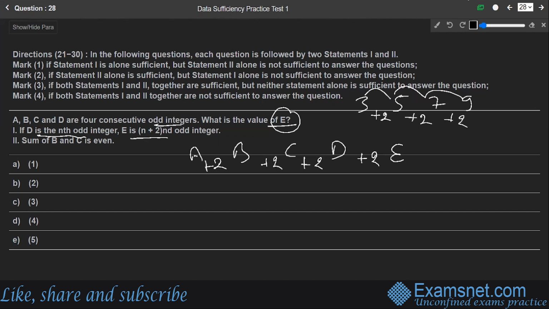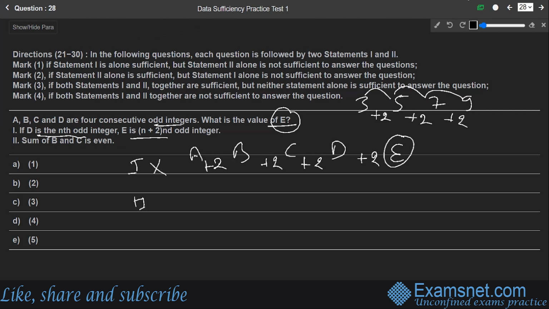Can we guess the value of E from statement number 1? Obviously, we cannot guess the value of E from this statement, because the values of A, B, C, D are not mentioned. That's why it is impossible to predict the value of E after this statement. So clearly, statement number 1 alone is not sufficient to answer the question.